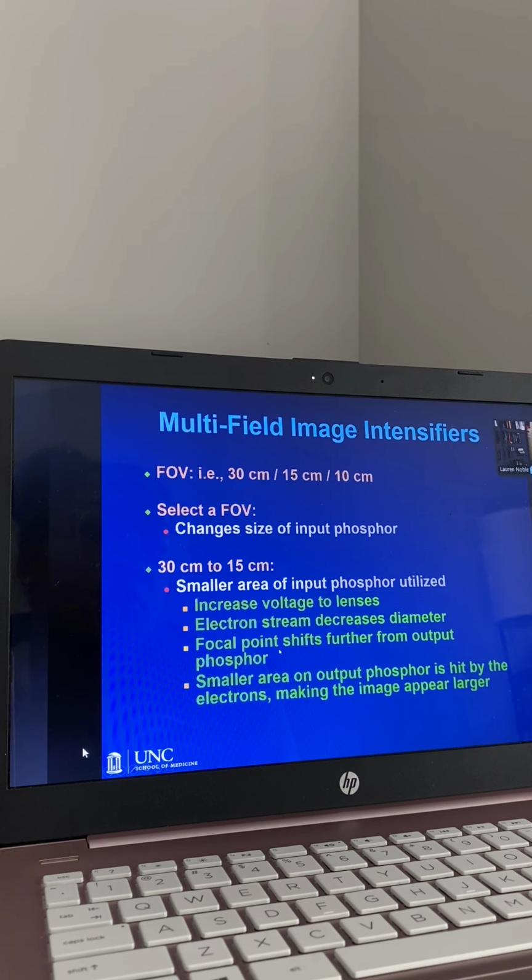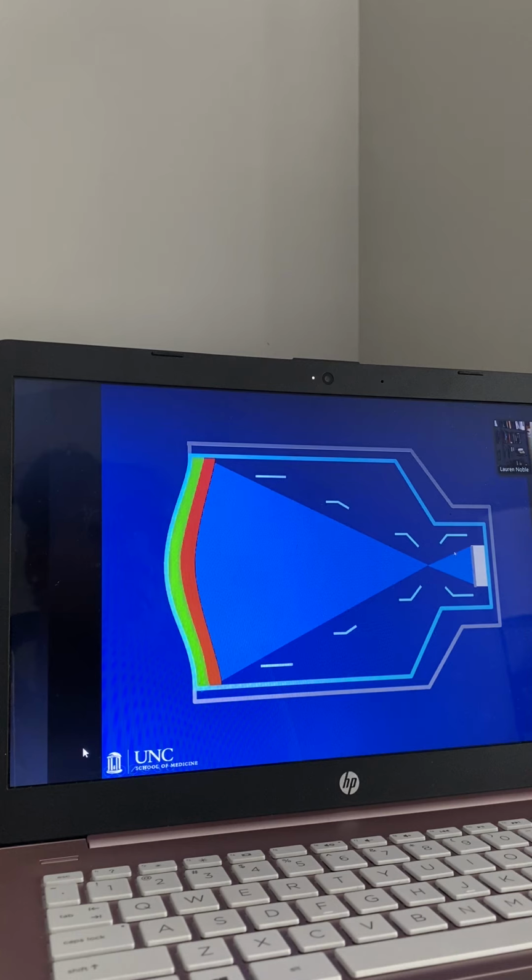So when that focal point shifts further from the output phosphor, a smaller area on the output phosphor is going to be hit by the electrons, and it makes the image appear larger. So this is what we mean by magnification. The image will appear larger because a smaller area of the output phosphor is being hit. Okay, so this is kind of what it looks like.